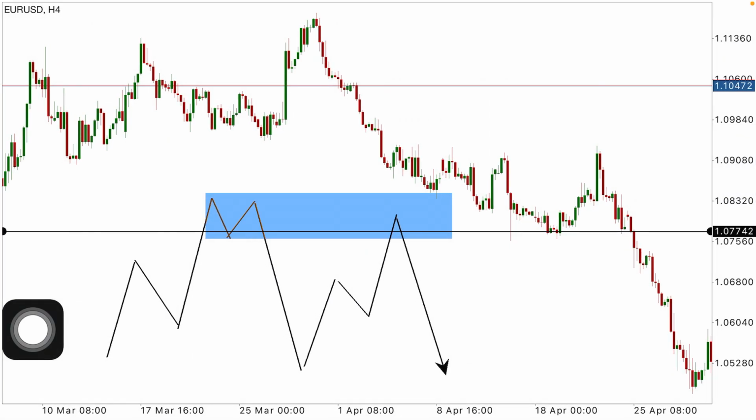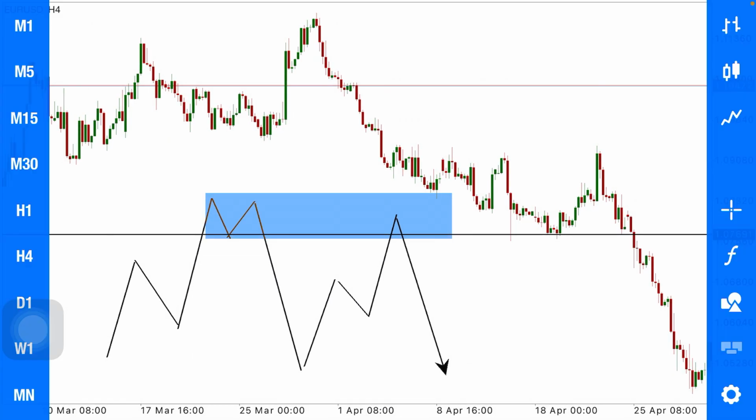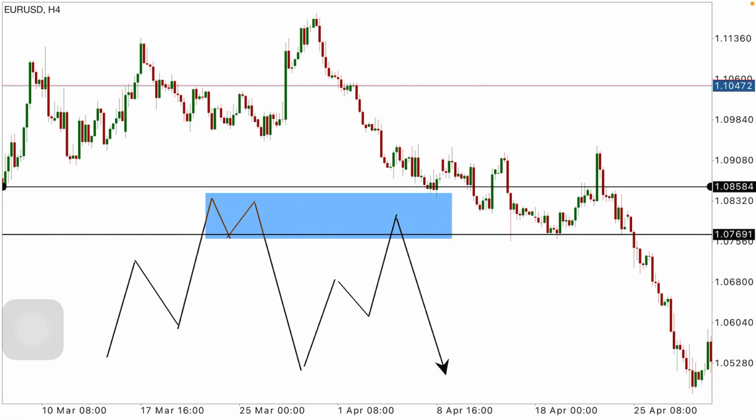You place your limit order right here, and you place your stop loss just right above. Your limit order goes right at the entrance into the zone. Now you're going to place a sell limit order in this place, so that when price comes back to that zone, your limit order will be triggered, and this is your stop loss.